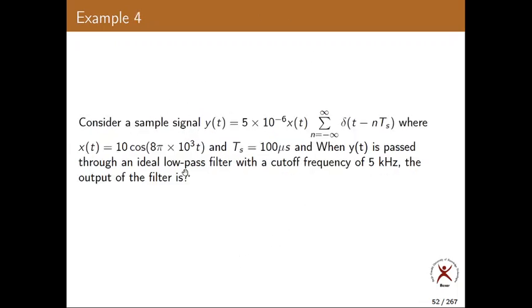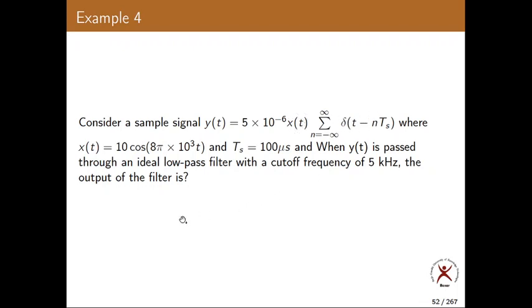So one more question. Consider a sampled signal y of t like this. Okay. Now where x of t is a cos function, Ts equal to 100 microseconds, and y of t is passed through an ideal low pass filter with a cutoff frequency of 5 kHz. The output of the filter is. So this is ideal sampling. We are doing sampling. What are we doing? We are multiplying x of t with a train of impulses.